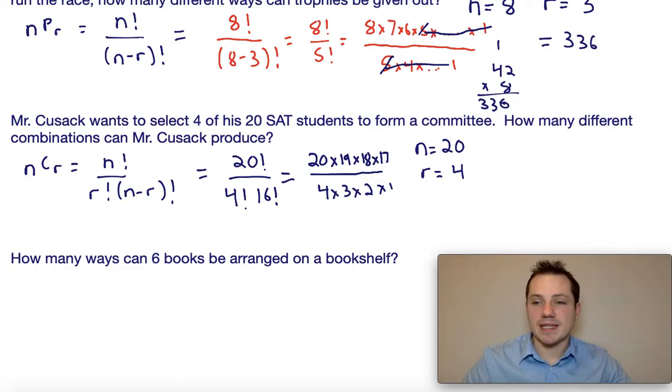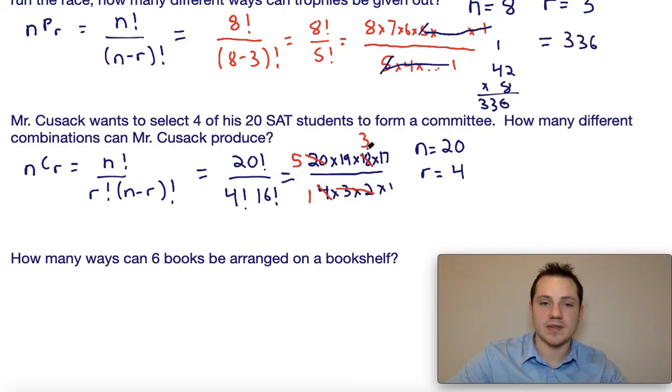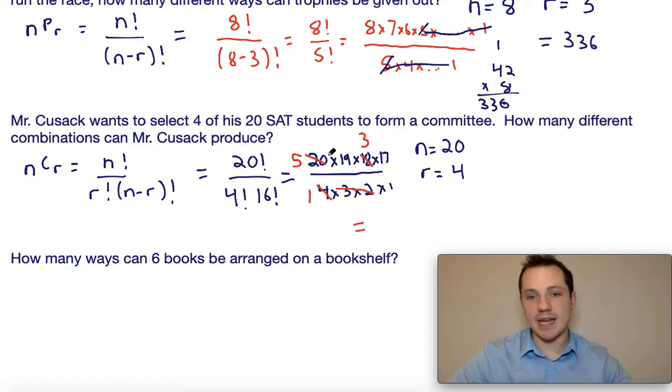We can do some things to simplify this, right? If we're not using a calculator, this might make our life a little bit easier. So the 20 and the 4 can reduce to 5 over 1. 3 times 2 is 6, so if I take that 6 out and turn it into a 1, I can also turn this into a 3. And then we can just multiply the numbers straight across the top and straight across the bottom. And when we do that, we would find the total number of combinations.